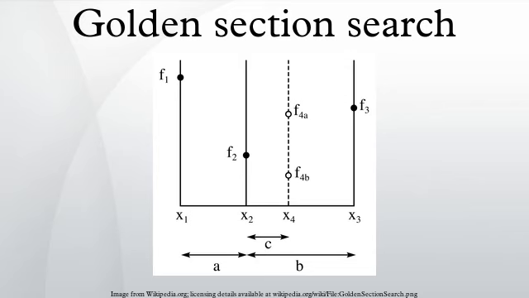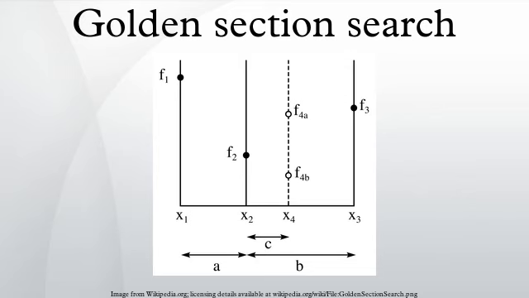Probe point selection: from the diagram above, it is seen that the new search interval will be either between x1 and x4 with a length of a plus c, or between x2 and x3 with a length of b. The golden section search requires that these intervals be equal. If they are not, a run of bad luck could lead to the wider interval being used many times, thus slowing down the rate of convergence. To ensure that b equals a plus c, the algorithm should choose x4 accordingly.